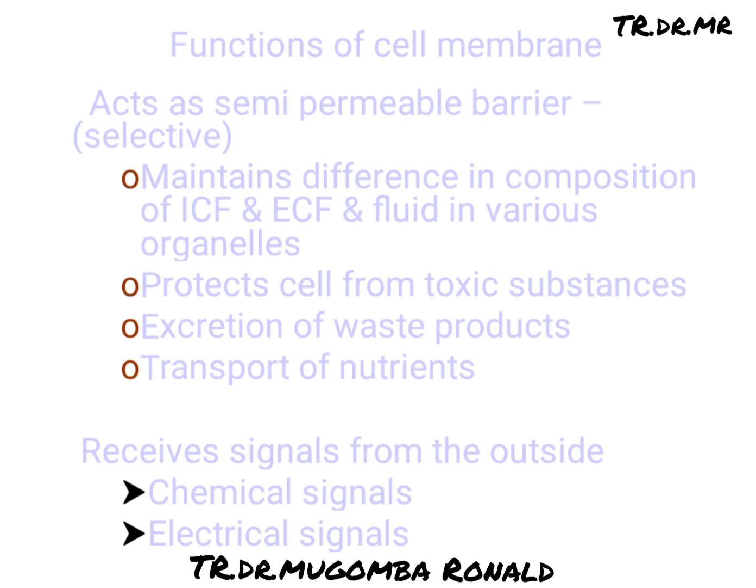As we saw previously, the cell membrane has receptors which are very important for receiving chemical signals, and some of which are very important for receiving electrical signals, so that we can see communication among cells. So we can go ahead and look at transport across the cell membrane.